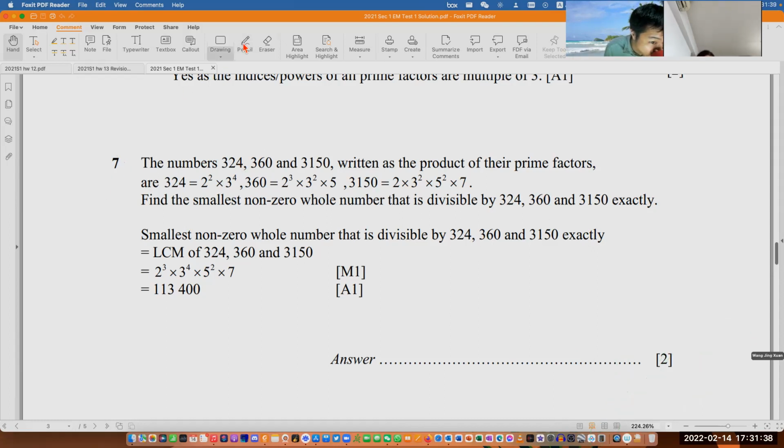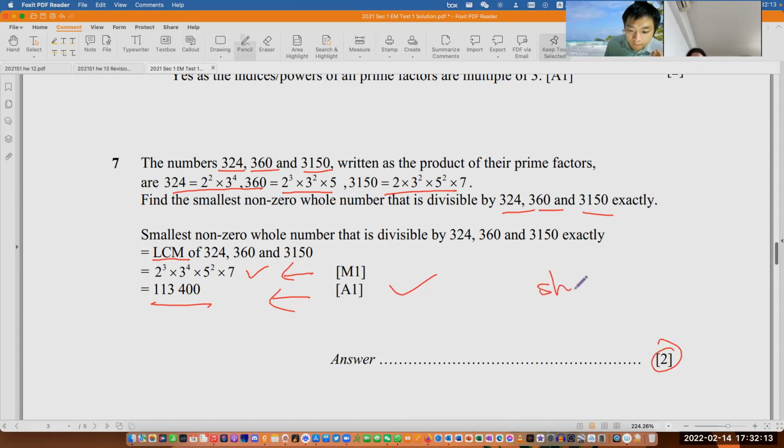Look at question 7. Question 7, you have these 3 numbers, and then the prime factorization is given. And then they say find the smallest non-zero whole number that's divisible by these 3. Okay, good. So what they have done, they're actually finding the LCM. The technique for finding LCM, I think you already know it. So this is the answer. How they allocate the marks, you need to show this step, and then after that you need to show this step. Remember, 2 marks, you need to show working. No workings, you get penalized.